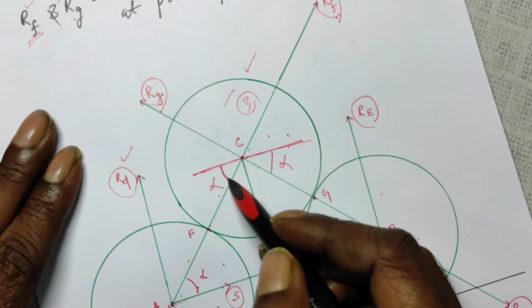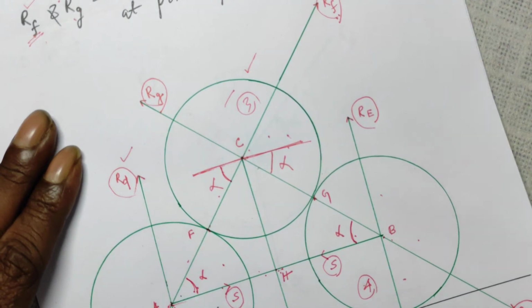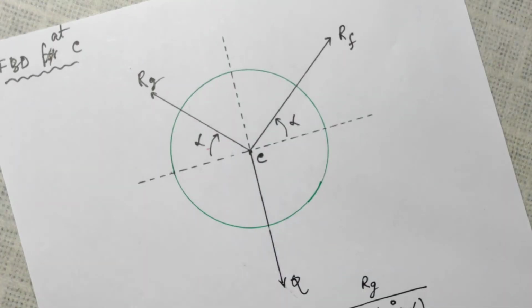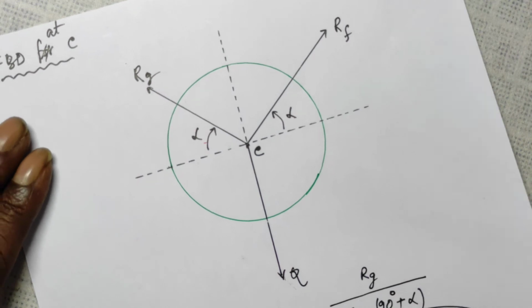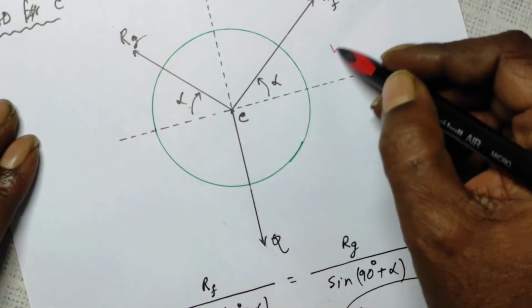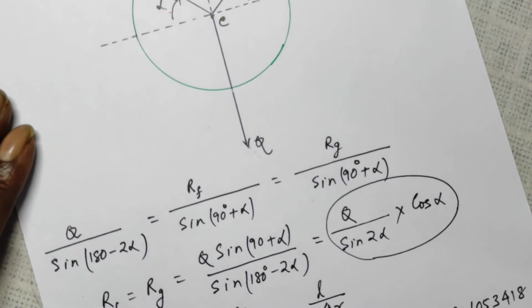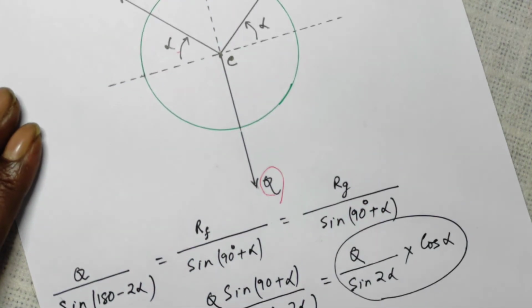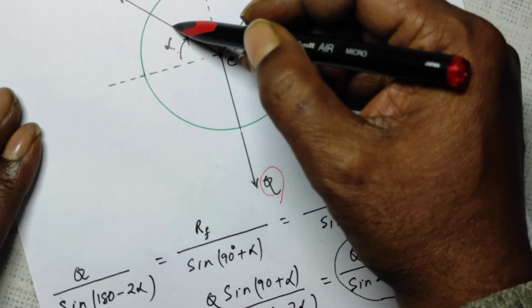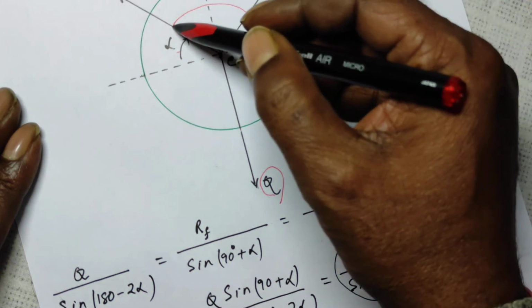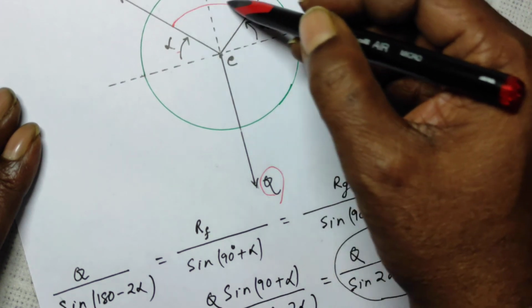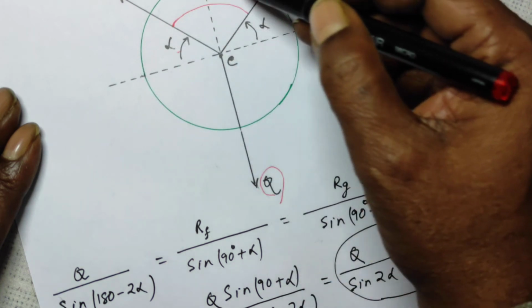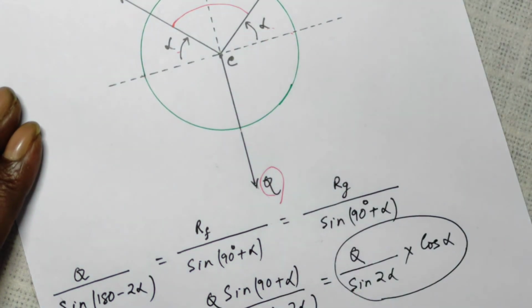and alpha. This angle is the same thing as this, that is alpha and alpha. So that is what I have shown here. The free body diagram at point C looks like this. So let us apply Lami's theorem. Q over sine of this angle. This angle will be 180 minus 2 alpha.